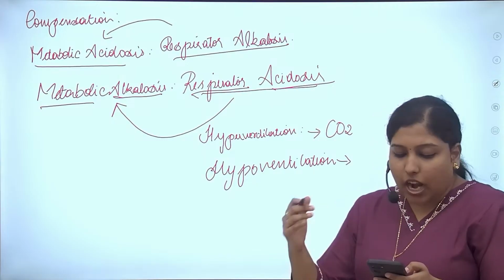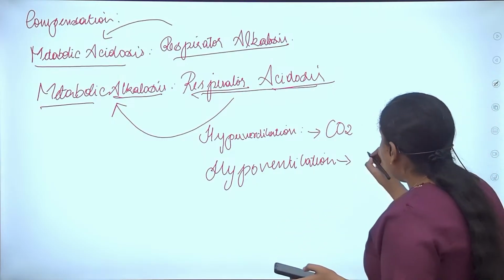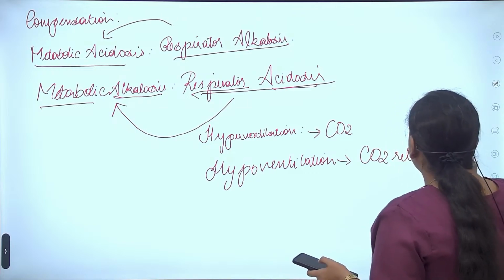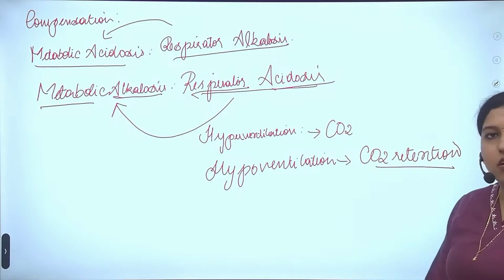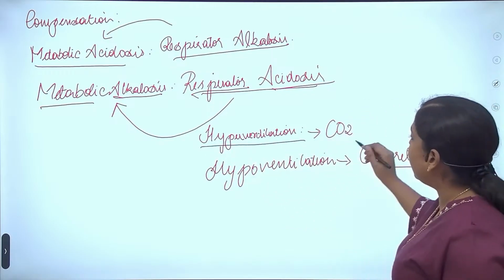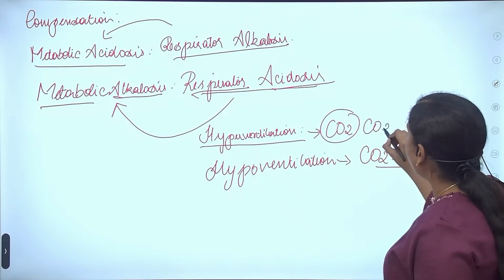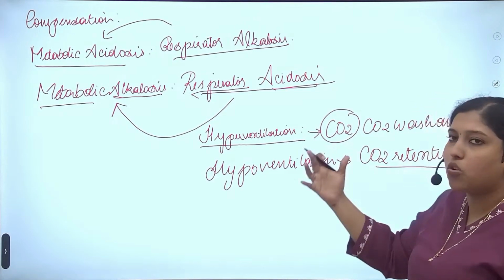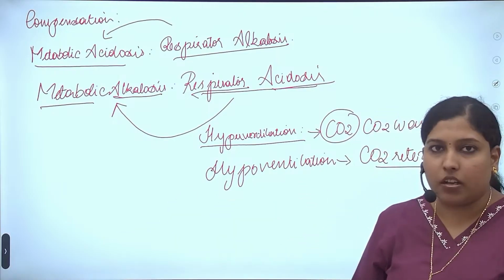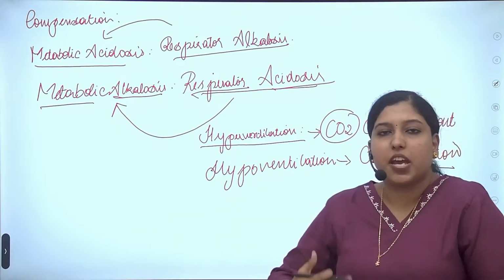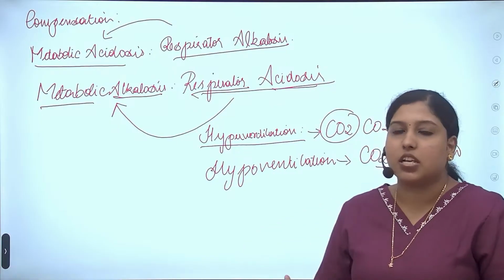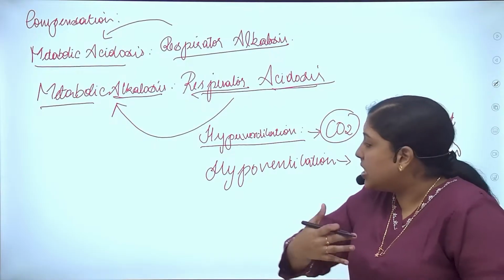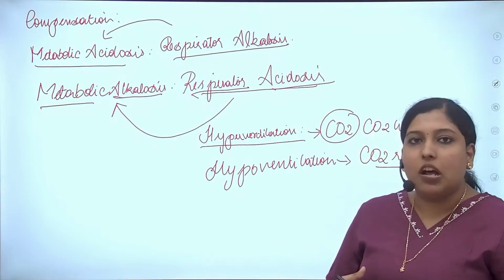At that time what will happen? There will be excessive CO2 retention. Here in hyperventilation, the CO2 washout will be there, an excessive amount of CO2 will be leaving the body. Whereas in hypoventilation, where my respiratory system is so declined, in case of COPD or asthma, the CO2 will be accumulated inside my lungs.